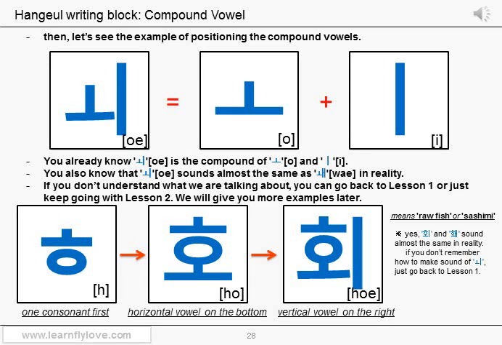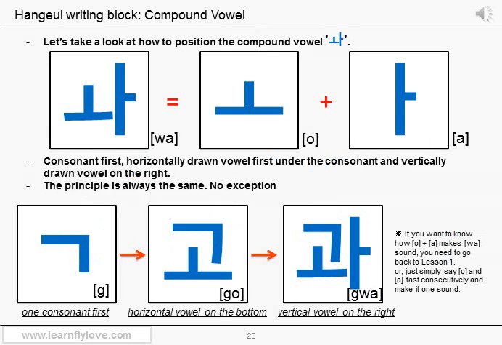Okay, let's read the word. The initial consonant sounds h plus compound vowel we. So it's pronounced hui, h, we, hui, which means raw fish or sashimi in Korean. When you add a vowel to the consonant, you add a horizontally drawn vowel O first, and then put E vowel on the right. You already know that.